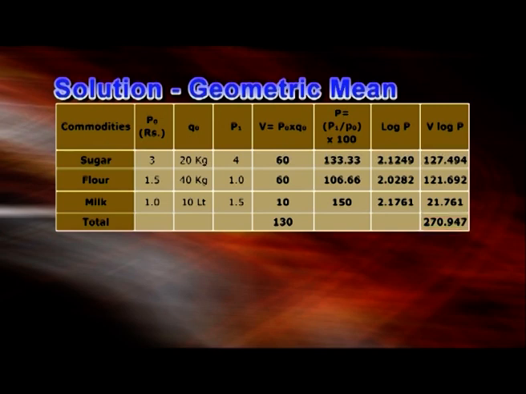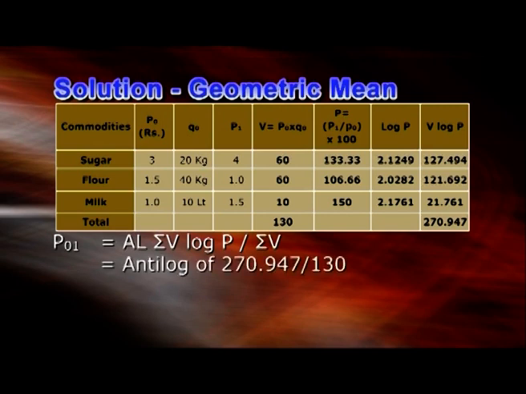Let us now calculate the price index, which is equal to antilog of summation of value weights into log price relative divided by summation of value, equal to antilog of 270.947 divided by 130, equal to antilog of 2.084, equal to 121.3.